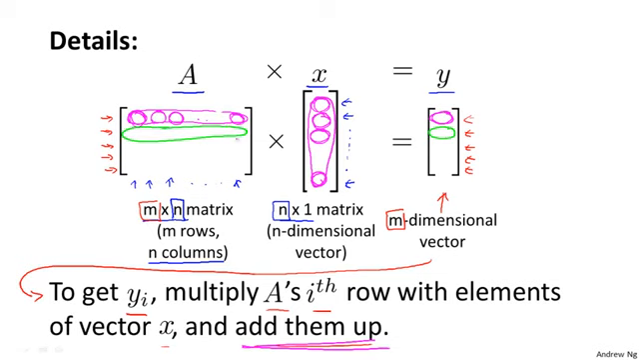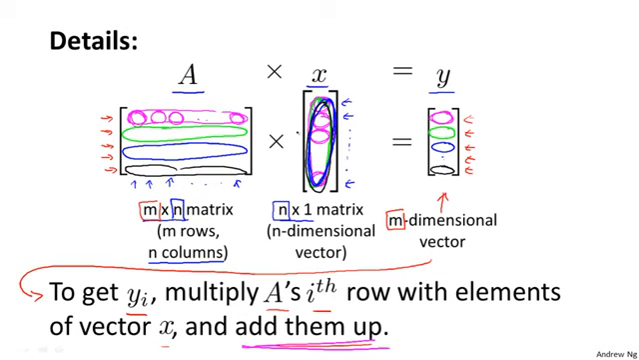So we take the second row of A and multiply elementwise with the elements of x and add up the results of the products, and that will give me the second element of y, and you keep going. Then we're going to take the third row of A, multiply elementwise with the vector x, sum up the results, and then I get the third element, and so on until I get down to the last row, like so. Okay? So that's the procedure.